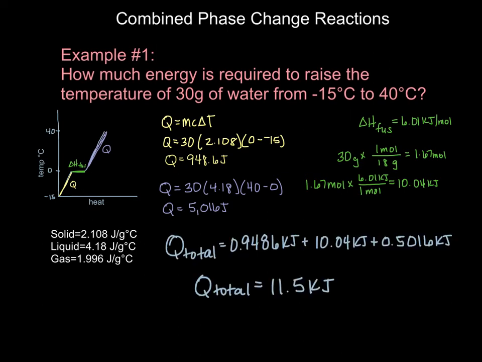So when I add up all of my pieces, my first Q value, which I converted from joules to kilojoules, 0.9486 kilojoules, plus my delta H fusion from my second piece, which is already in kilojoules, so I don't need to convert, at 10.04 kilojoules. And then my final piece, which I converted to kilojoules as 0.5016 kilojoules, I get a total of 11.5 kilojoules is required or absorbed by 30 grams of water to raise the temperature from negative 15 degrees Celsius to 40 degrees Celsius.